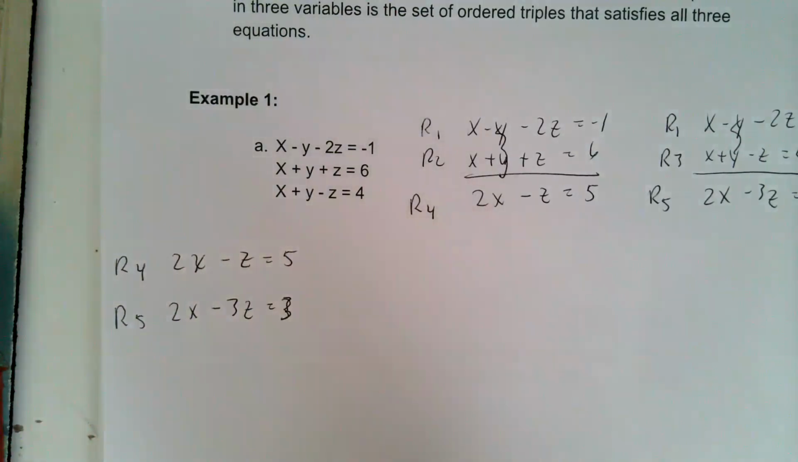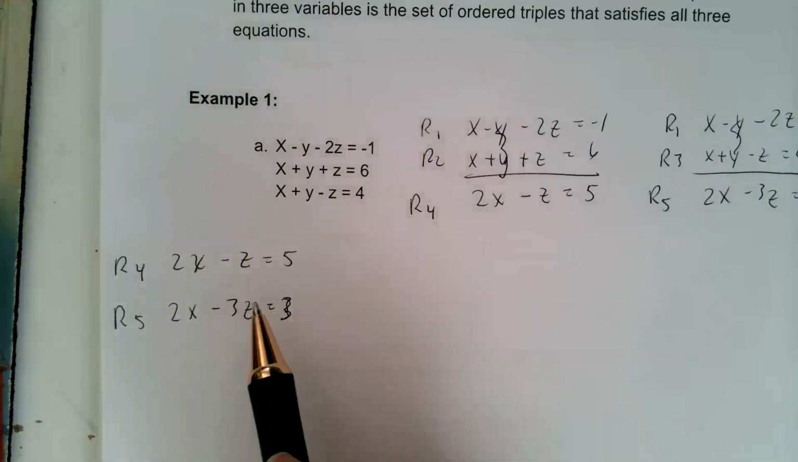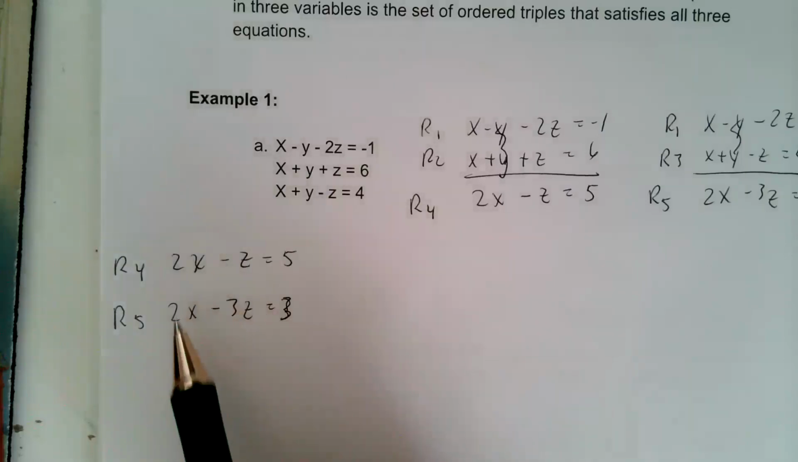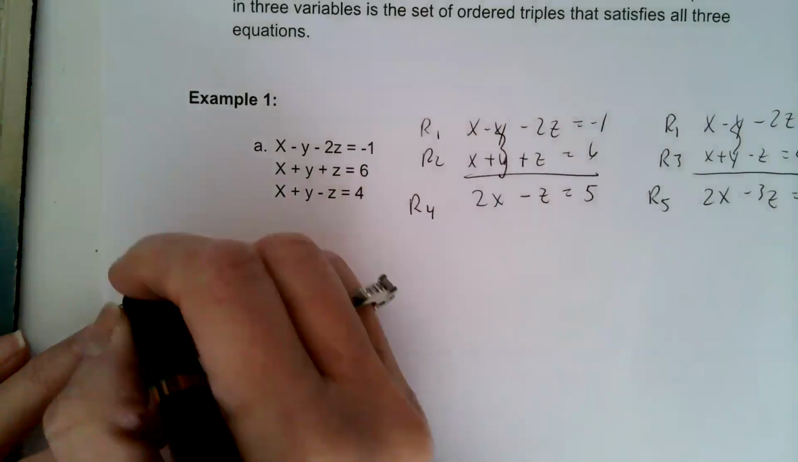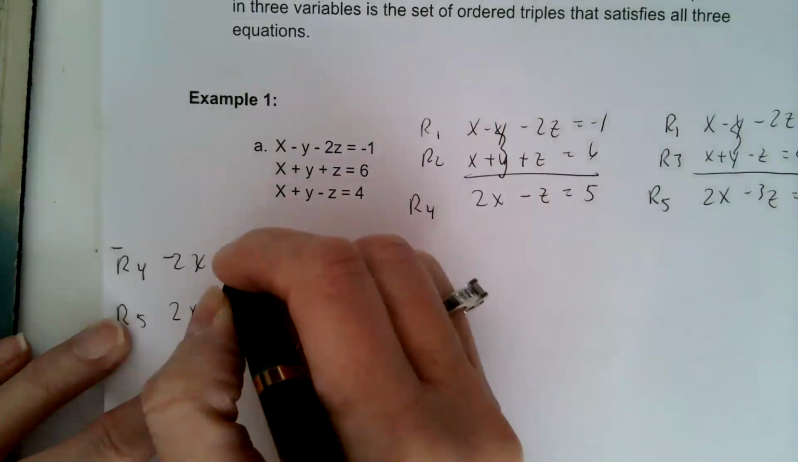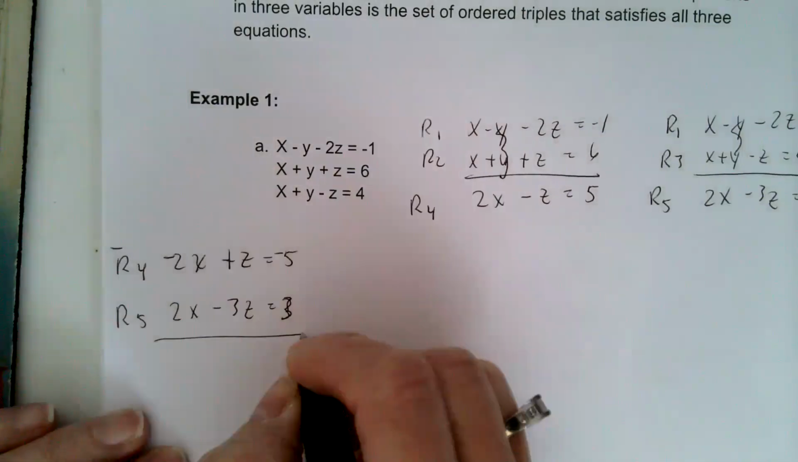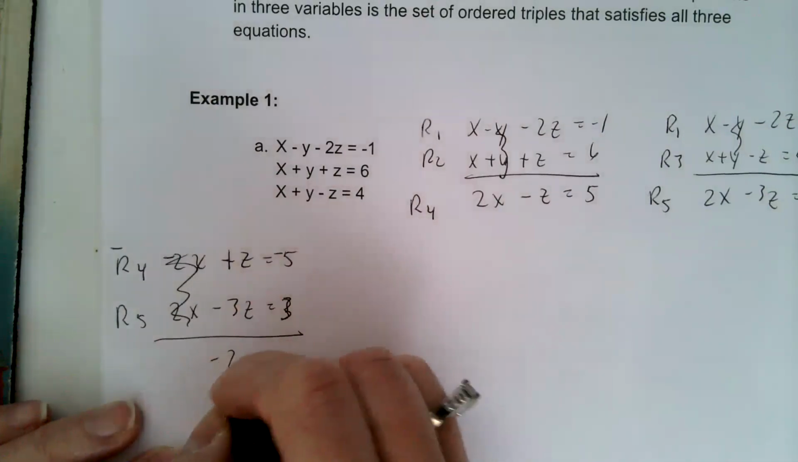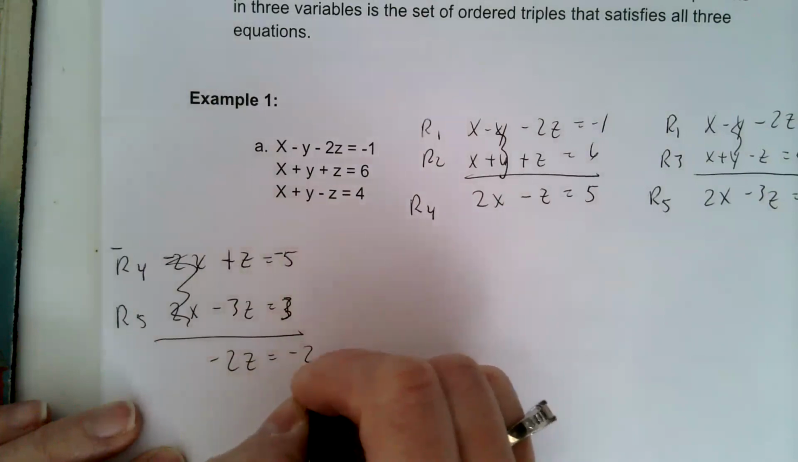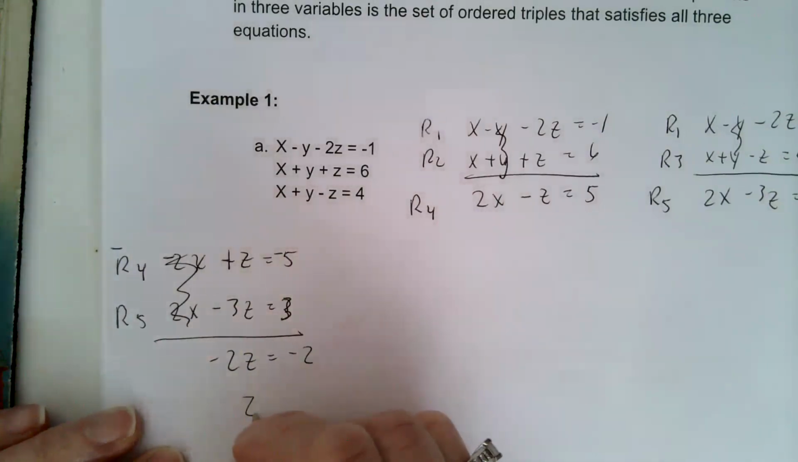So now I need to eliminate x or z. I'm going to choose to eliminate x because they are both 2's, and I just have to make one of them negative. So I'm going to take the negative of row 4. So it's going to be negative plus negative, and then I can add them. And I'll get negative 2z equals negative 2. Dividing by negative 2, we get z equals 1.